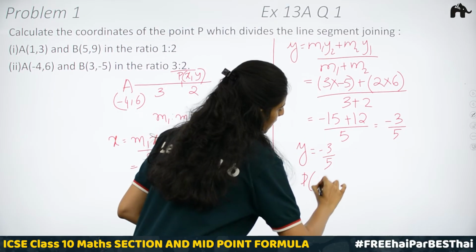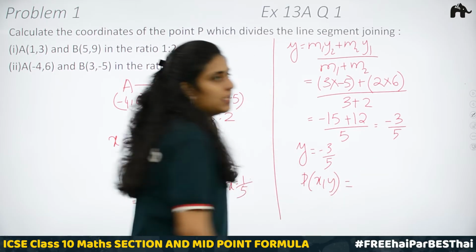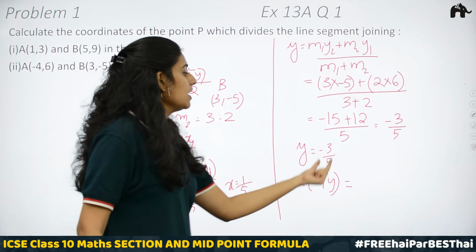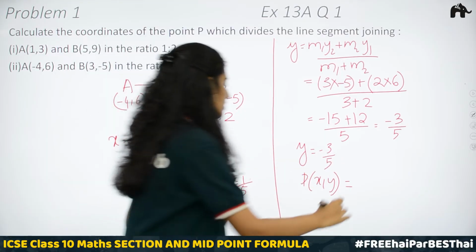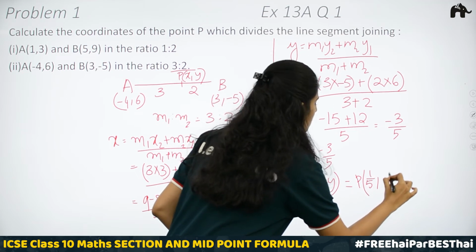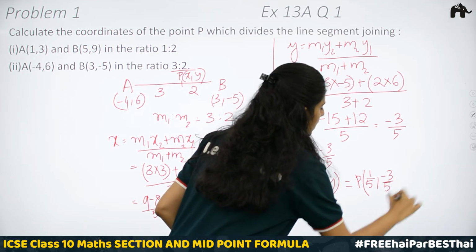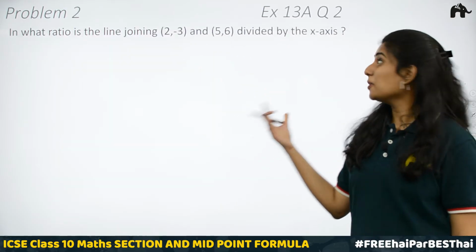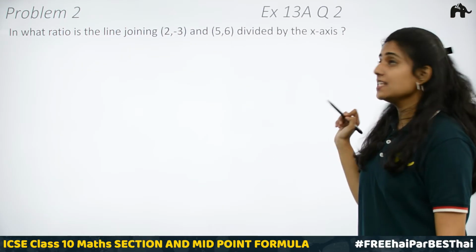Therefore, point P x comma y. What is point P x comma y? Here we got x is equal to 1 by 5 and y is equal to minus 3 by 5. P is 1 by 5, minus 3 by 5. Understood this? Second problem, question 2 of exercise 13a.